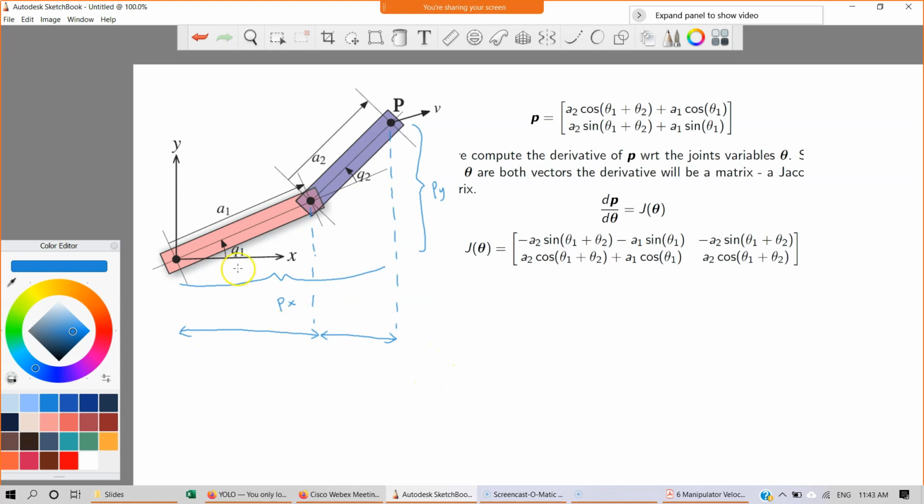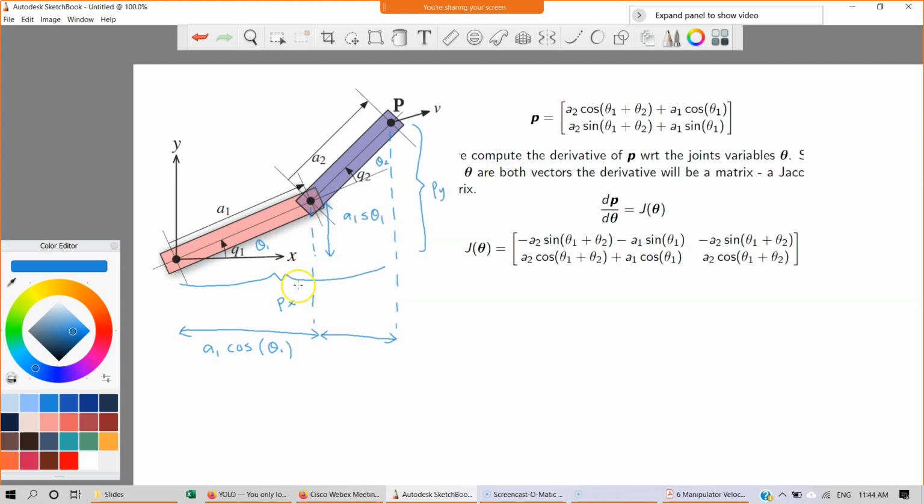So this is a1 cos theta 1. Remember, I call this theta 1. This is theta 1, this is theta 2. This is a1 cos theta 1, and this length right here is a1 sine theta 1. I'm just going to use a simplified notation.